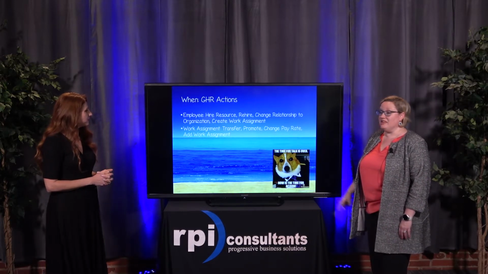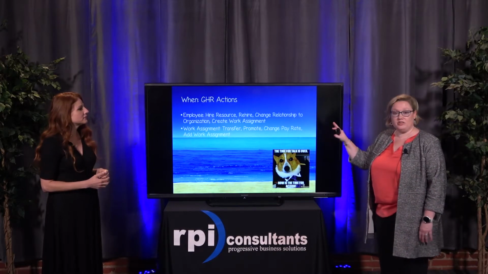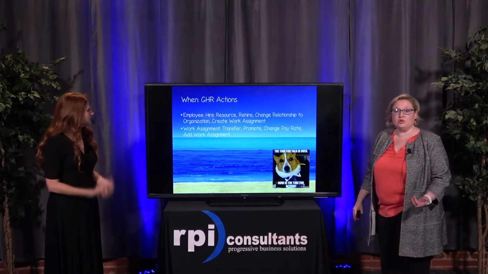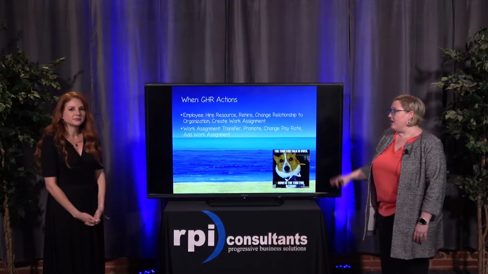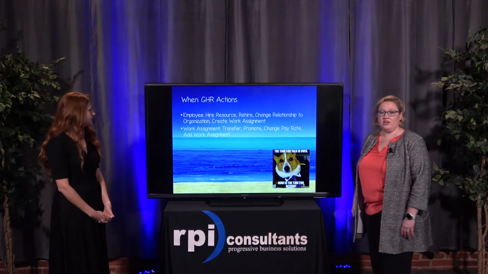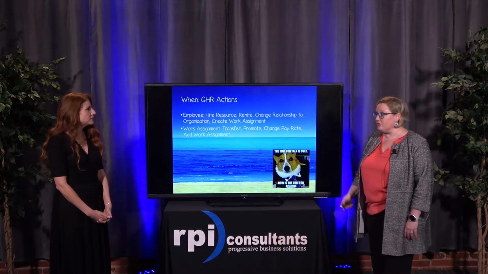Okay. So just to know, the actions in GHR that can trigger these budget control rules are hiring, rehire, changing relationship to org, and creating work assignment. Off the work assignment record, if you're transferring, promoting, changing a pay rate, or adding a work assignment, all of those can interact with these controls.